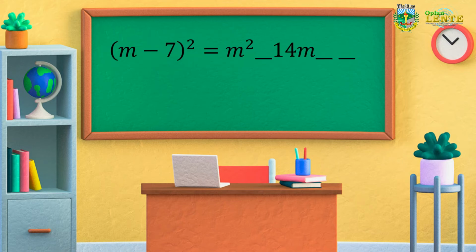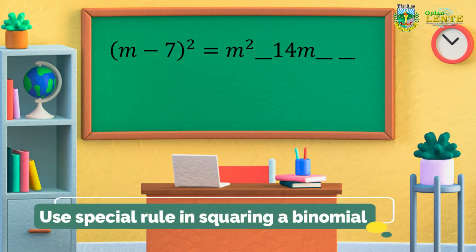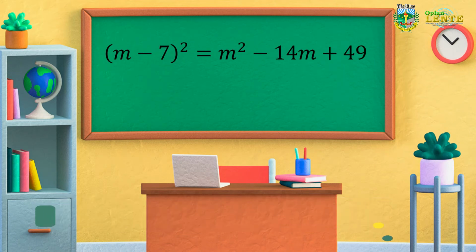Number 2. The square of the quantity of m minus 7 equals m squared blank 14m blank blank. Using the special rules or steps in squaring a binomial, our answer for this is m squared minus 14m plus 49. Do we have the same answer? Very good!